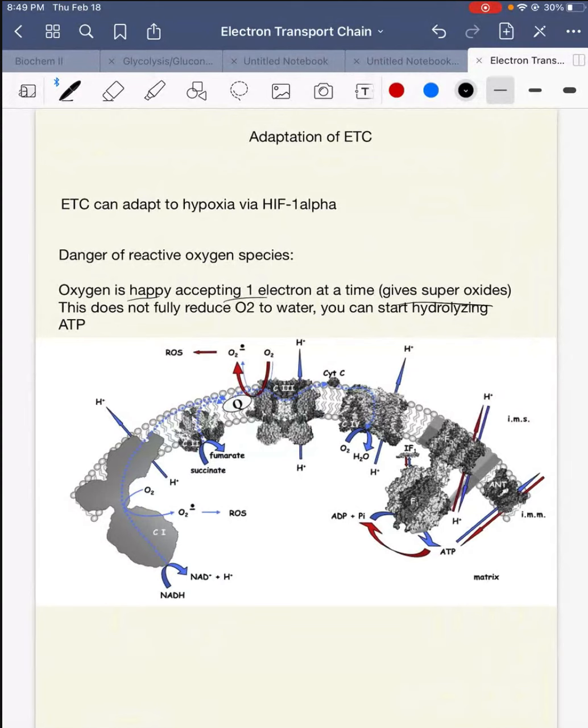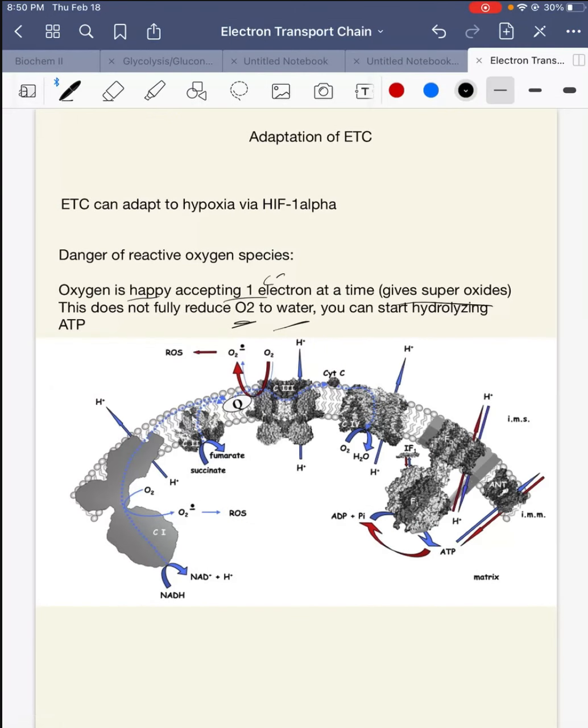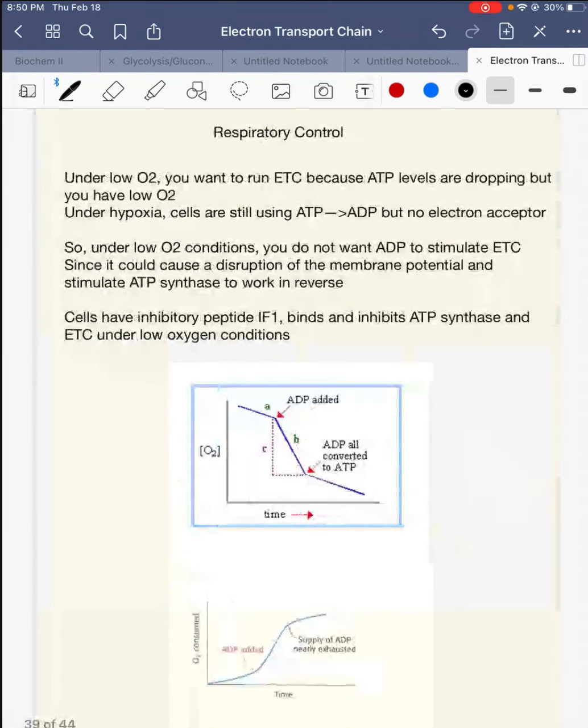So if we only accept one electron at a time, this doesn't fully reduce oxygen to water. And then because we don't have the electron acceptor, you start hydrolyzing ATP. So the cell has this HIF1 alpha, which allows it to shut this down, to not allow oxygen to do that under hypoxic conditions, so that we're not hydrolyzing ATP. So HIF1 alpha shuts down ETC under hypoxic conditions. Okay. So I'll just read briefly through this.